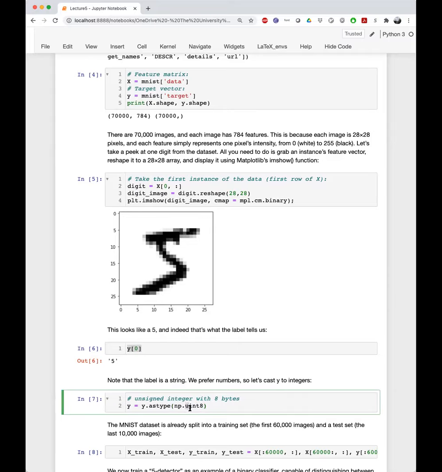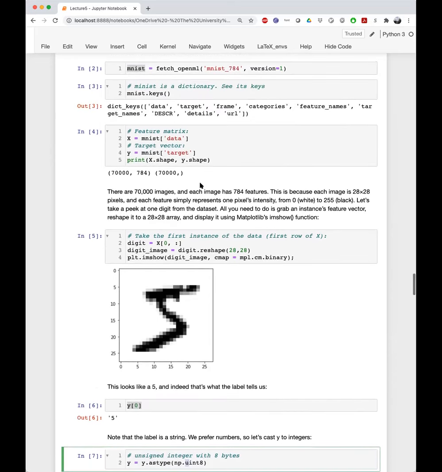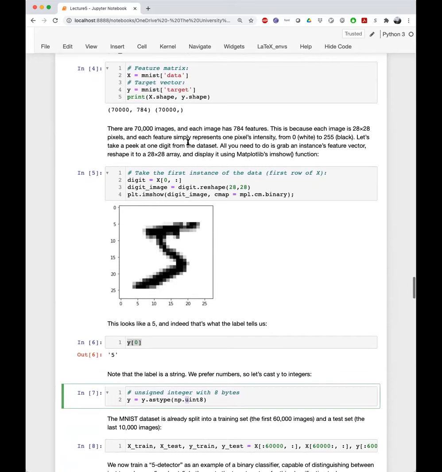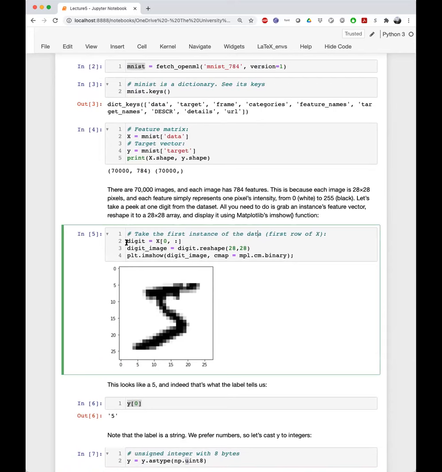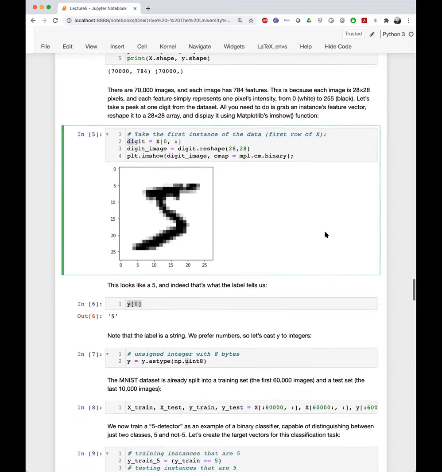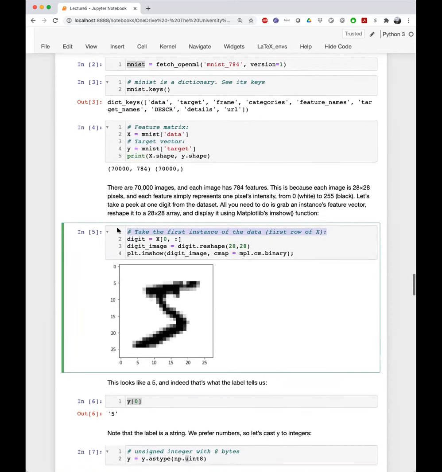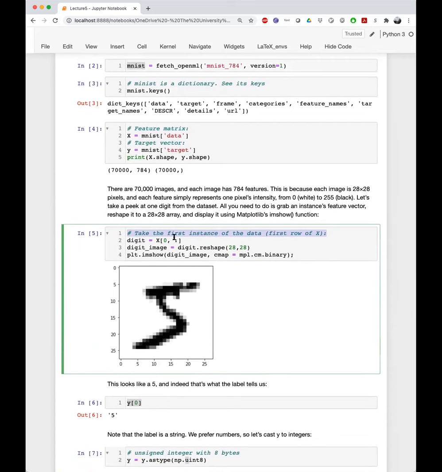Right? It doesn't use a negative number, negative 8, right? Or negative 2, right? Just unsigned integers with 8 bits. All right, so yeah, we're jumping over here. So we can do some visualization here. Let's take the first instance of the data. All right, so for the code, please read the comments. I wrote these comments to help you understand the code better.